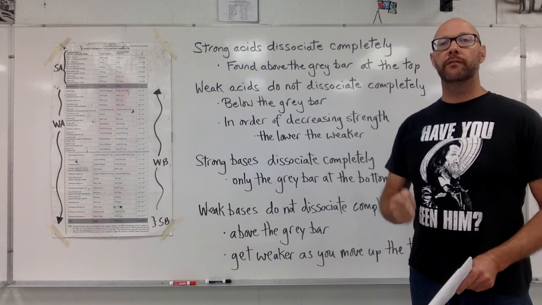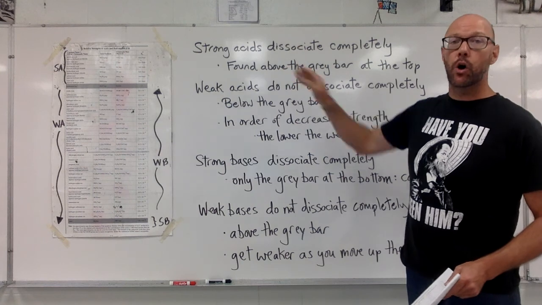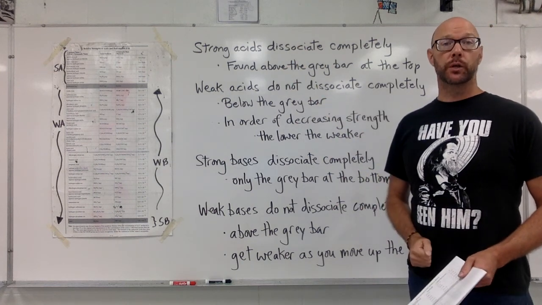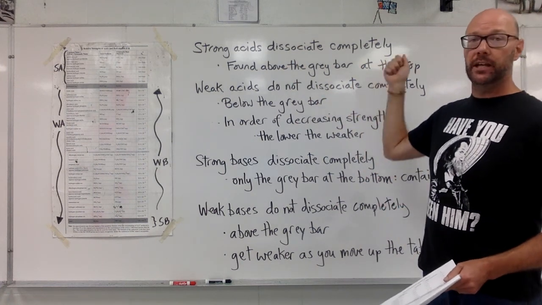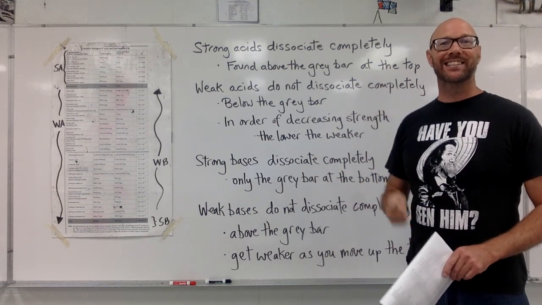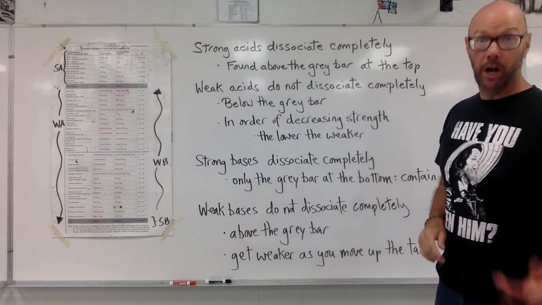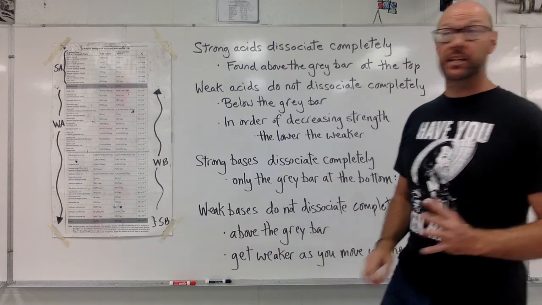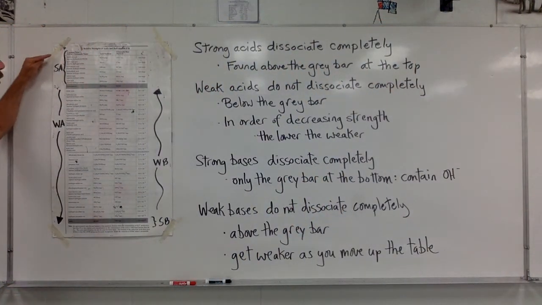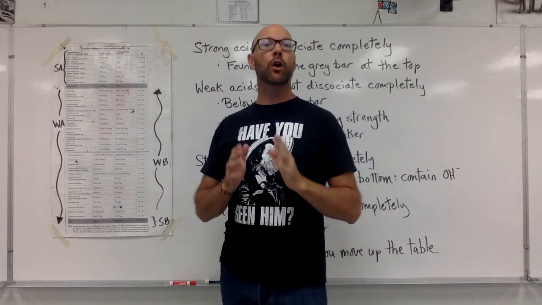Remember, we have this modified Arrhenius definition now that acids, all acids, whether they're strong or weak, are proton donors. Strong acids dissociate completely. They fully donate every proton that they have. They're excellent donors. We find them above the gray bar on this table of the data booklet. There's 6 of them: perchloric, hydroiodic, hydrobromic, hydrochloric, sulfuric, and nitric. These 6 at the top are strong acids. They're all equally strong.